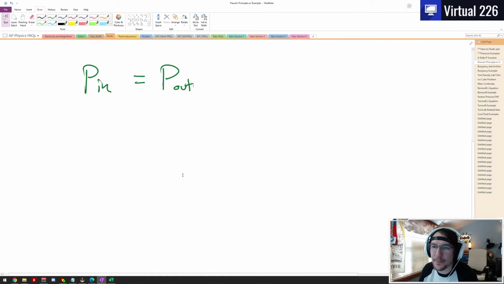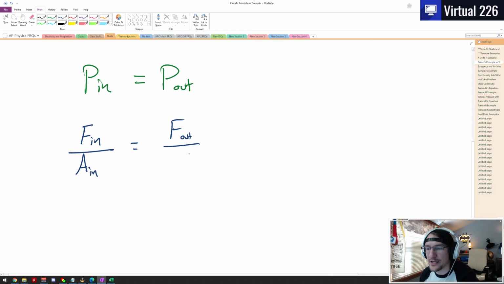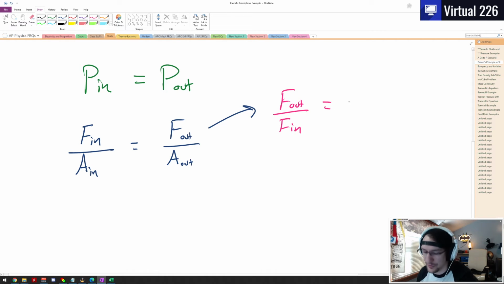And if we think back to how we define pressure, we define pressure as force per unit area. So we can say that the force we put into the system divided by the area of that input spot is going to equal the force we get out of the system divided by the cross-sectional area of that output. We could rewrite this as F out over F in equals the cross-sectional area out divided by the area in. And this might initially just look like whatever, it's just an equation. We can just rearrange it.